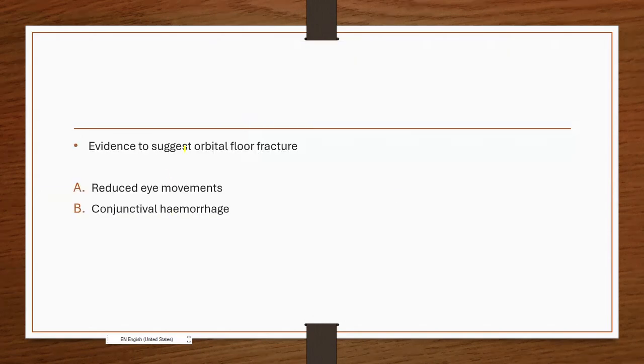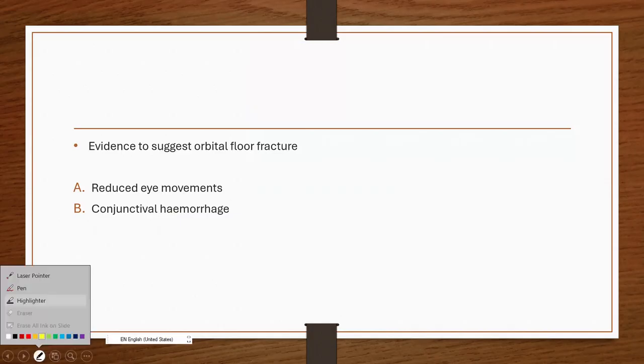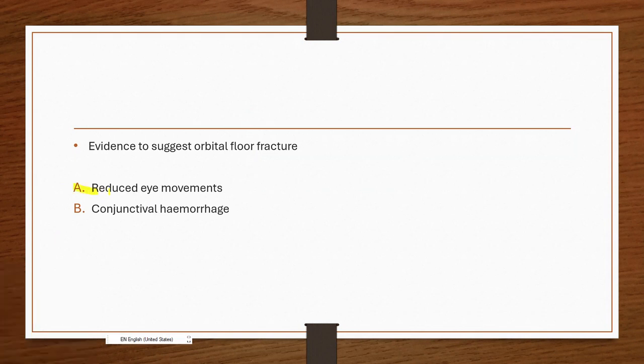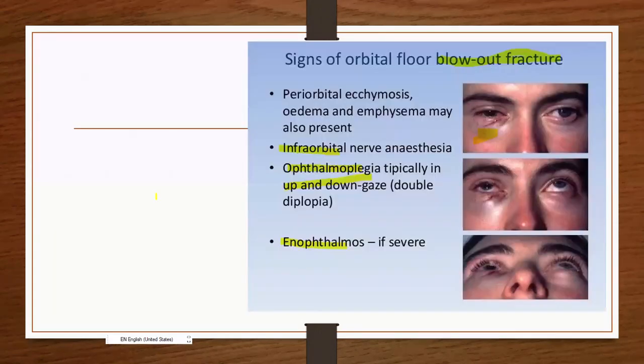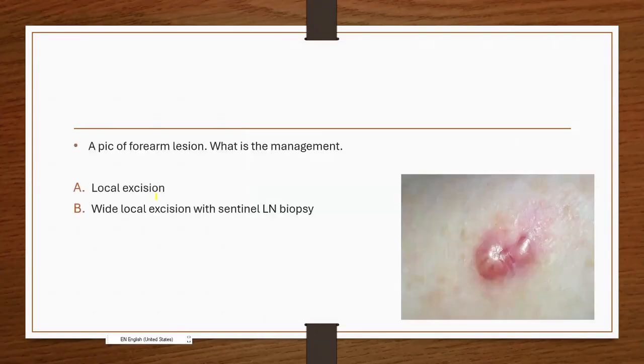Now here, out of the answers that we have, reduced eye movements and conjunctival hemorrhage. You don't get a conjunctival hemorrhage in orbital floor fracture. It would be ophthalmoplegia or reduced eye movement. So answer A is the correct one. Remember these key features of blowout fracture because it is tested at different times.